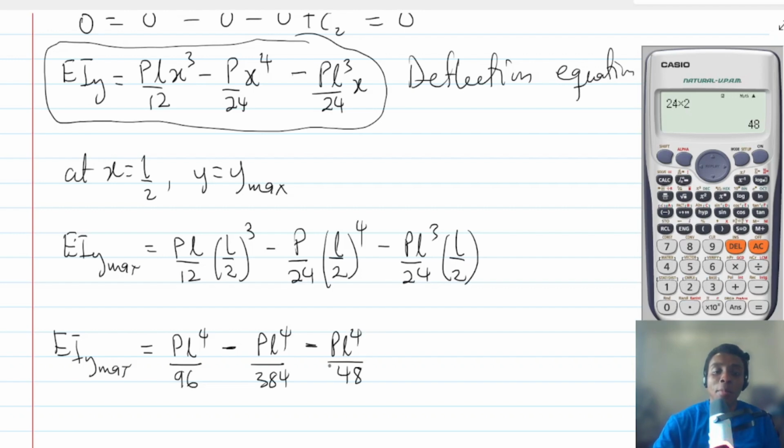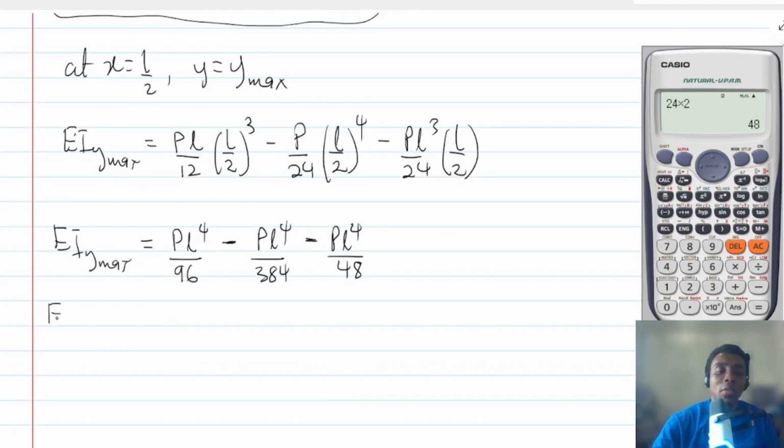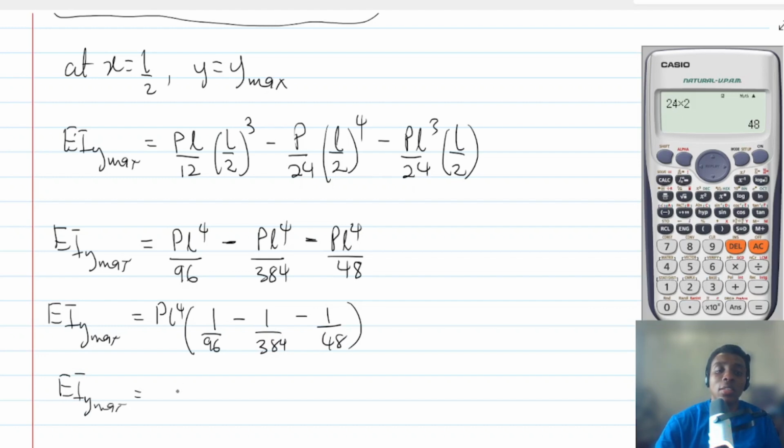Okay, so let's simplify everything here. We have PL to the 4, so let's factorize it out. PL to the 4 is common. So we have 1 over 96 minus 1 over 384 minus 1 over 48. Let's punch this on our calculator and see what we will get. 1 divided by 96 minus 1 divided by 384 and then minus 1 divided by 48. And what is that? Minus 5 over 384. So it's going to be minus 5 PL to the 4 over 384.